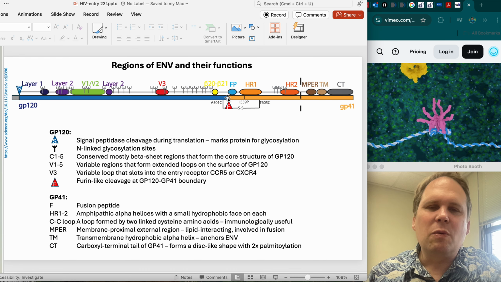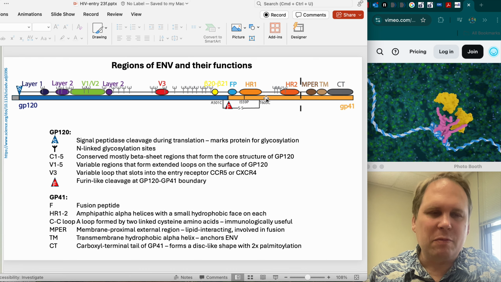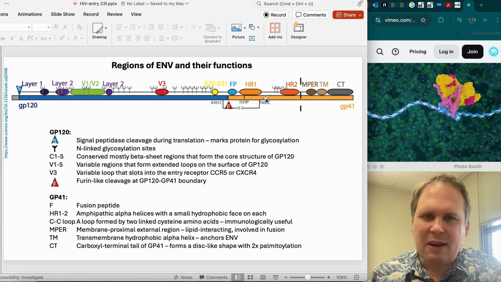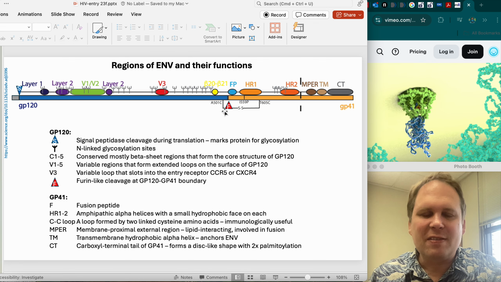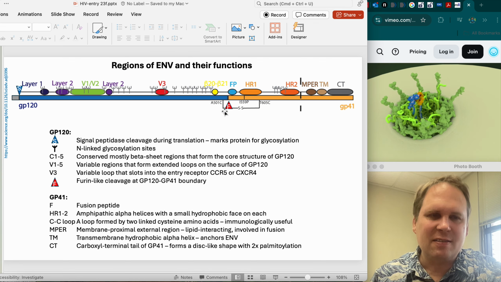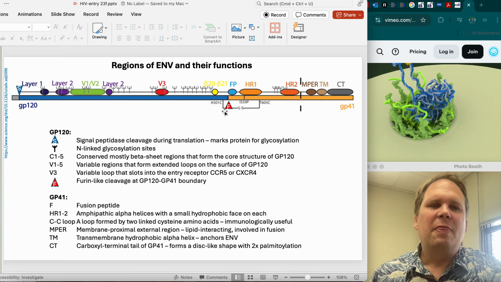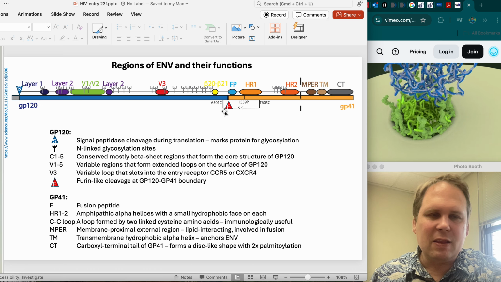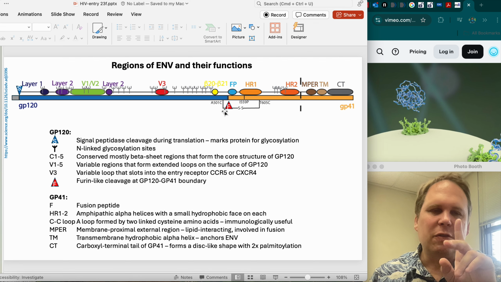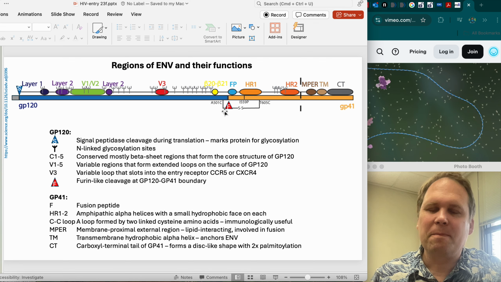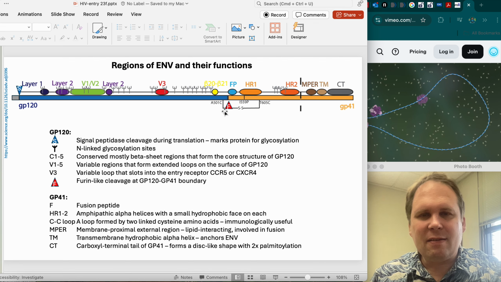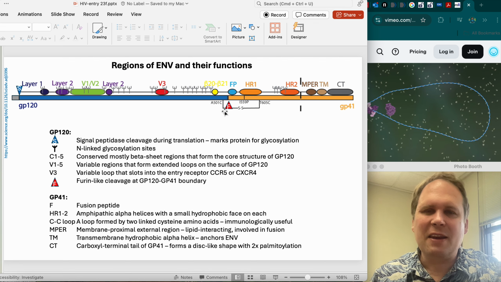That cleavage is going to separate GP120 from GP41, and we need that for later. And it's going to separate it at the fusion peptide. The fusion peptide is the first thing after the separation. So it's necessary to free up the fusion peptide. There are going to be 2 furin-like cleavages possible. The first one is optional. The second one is mandatory because the second one is right at the fusion peptide. And we'll get to that. We got a slide about that later.